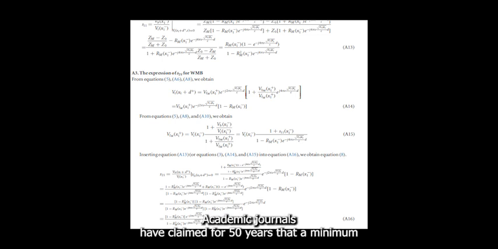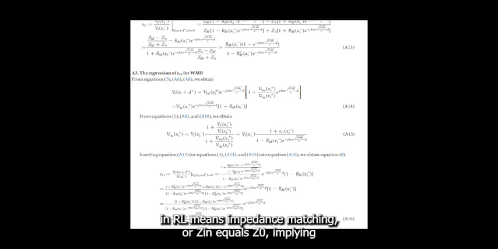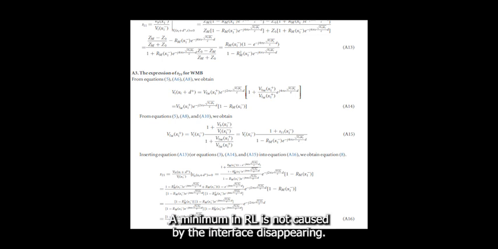Academic journals have claimed for 50 years that a minimum in RL means impedance matching, or Zin equals Z0, implying that all microwave energy penetrates without boundary reflection. But this is completely false. A minimum in RL is not caused by the interface disappearing.